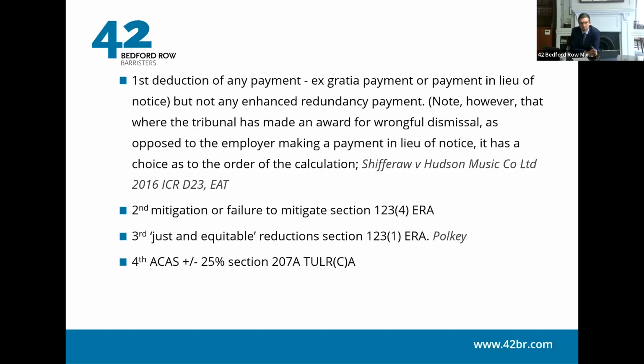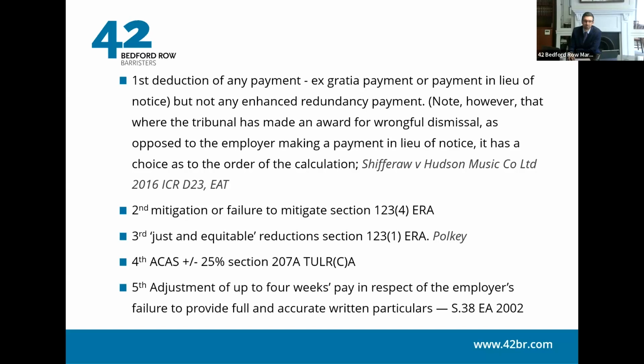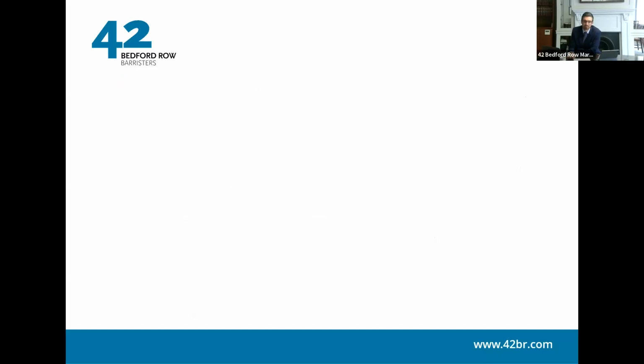Next, fourth is your ACAS adjustments, and of course that can be plus or minus 25% under section 207A for failure to follow the ACAS guidance. In practice, you can of course have in between those figures, 0 to 25%, in the discretion of the tribunal. The next step is adjustments of up to 4 weeks' pay in respect of an employer's failure to provide full and accurate written particulars. Again, obviously only in a case where that applies.